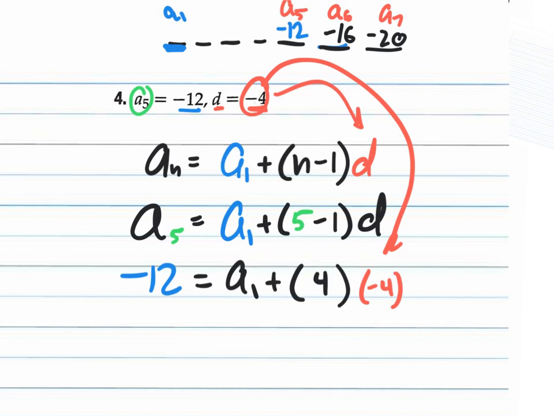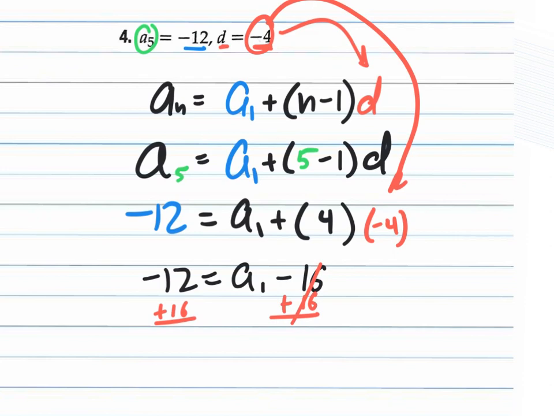Anyhow, we have negative 12 equals a sub 1 plus 4 times negative 4. That's really going to be negative 12 equals a sub 1 minus 16. Or plus negative 16, but I like minus 16 better. Let's get rid of that minus 16 by adding 16, and we will get our a sub 1 value equaling positive 4. 4 equals a sub 1.